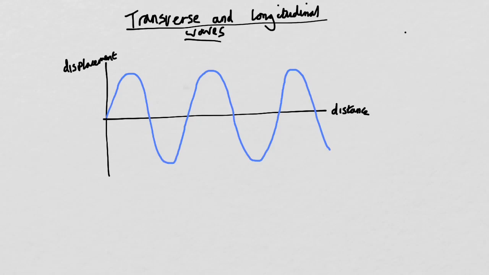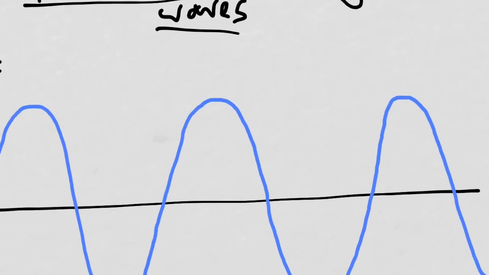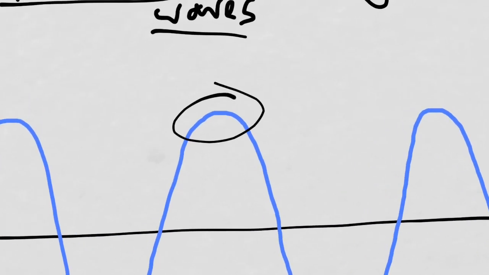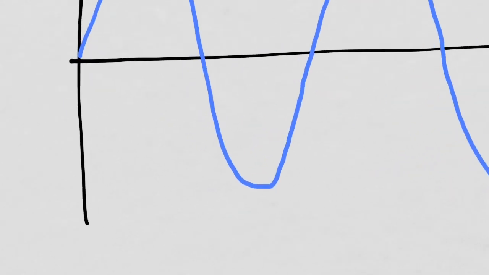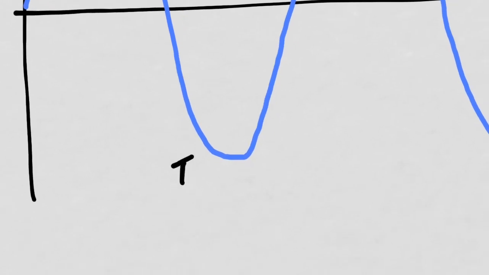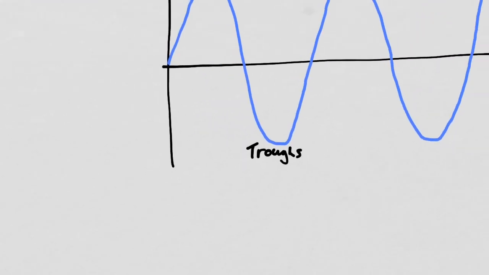Firstly, I'm just going to point out some things. The peaks, these bits at the top here, are called peaks. Sometimes they're called crests. And then we've got the bottom bits down here, which are called troughs. So you've got peaks and you've got troughs.